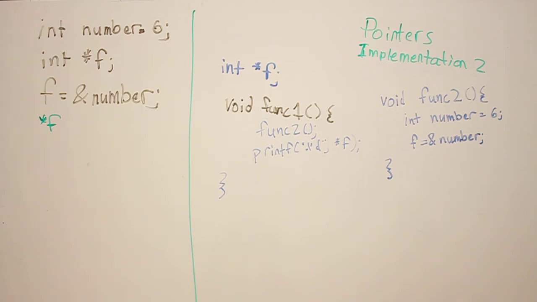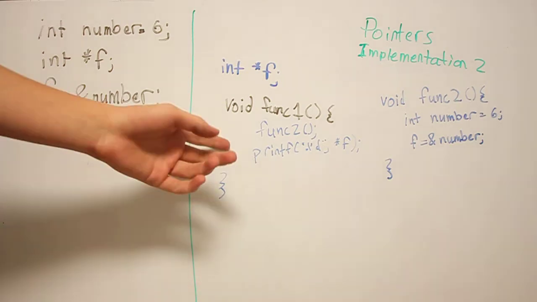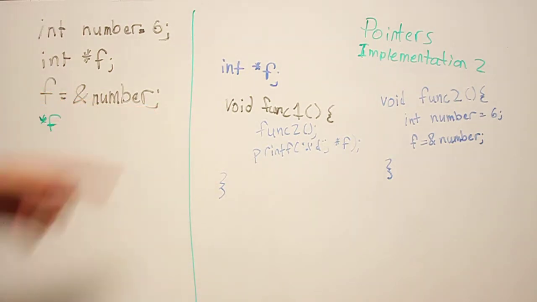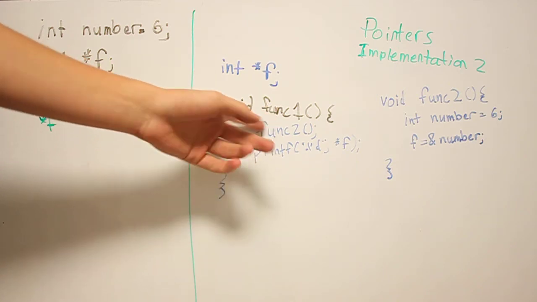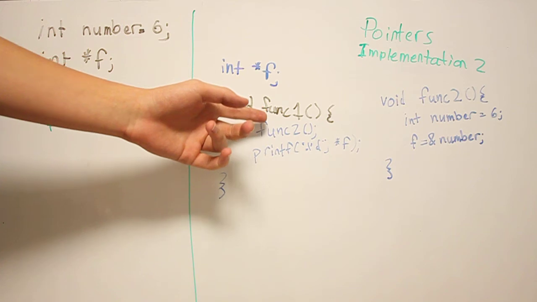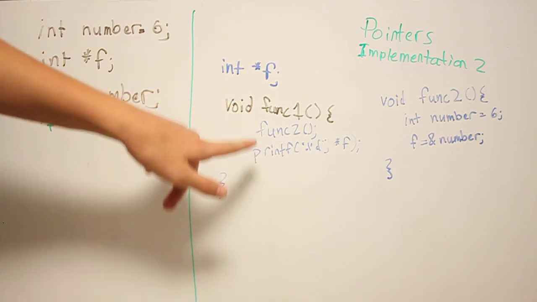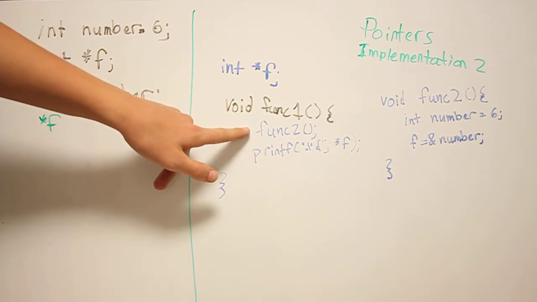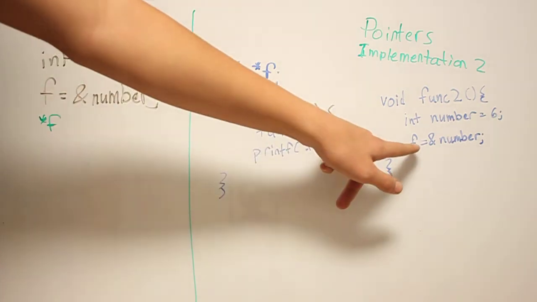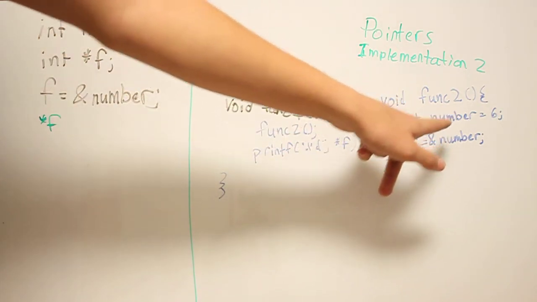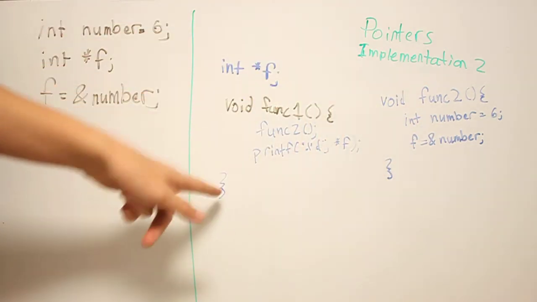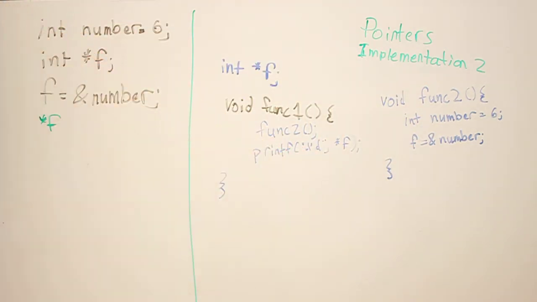I'll show you why. So here we have this nice sample of code, right? We have this global variable *f. And so we have this first function, which say we call it from like main or something. What it does is it calls function 2, which sets f, the global variable, to be the address of this number, right? Then we come back, and then we try to print f out.